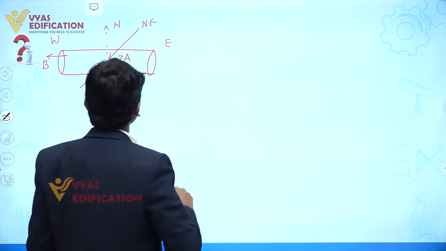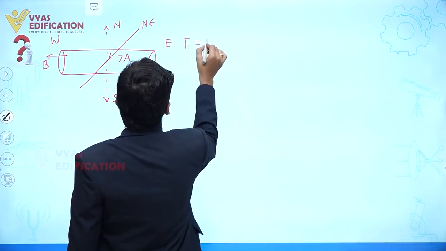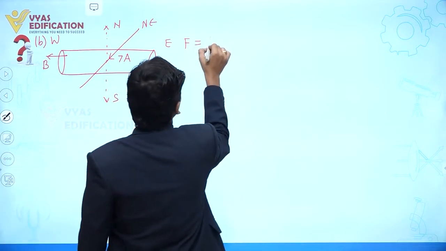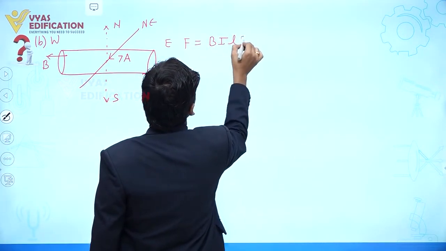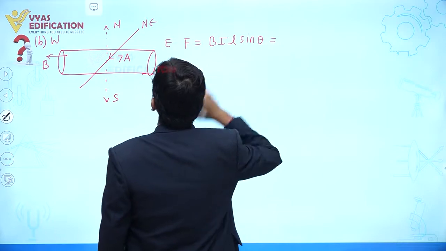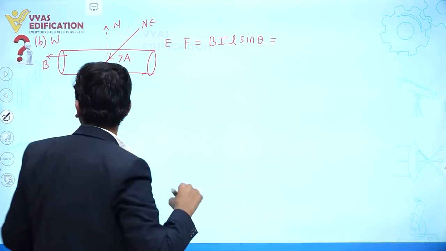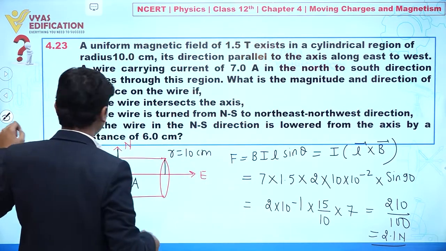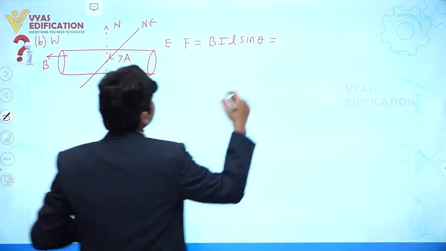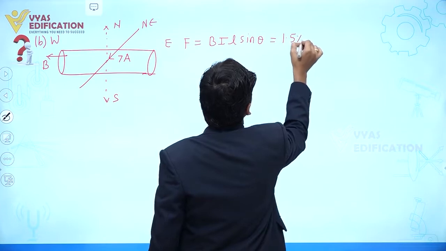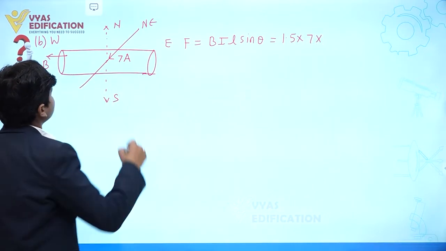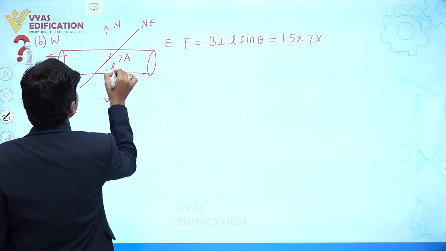So we can write like this, this is actually part B. F equal to BIL sine theta. The value of B we can see from this slide, that is 1.5 Tesla. R we have 10 centimeter. So 1.5 Tesla, 7 ampere current. Length, let's suppose I say this length is L dash.